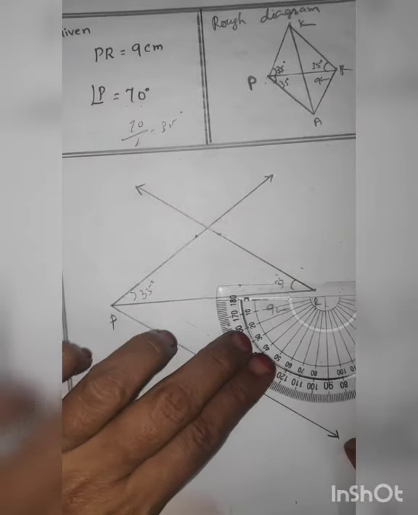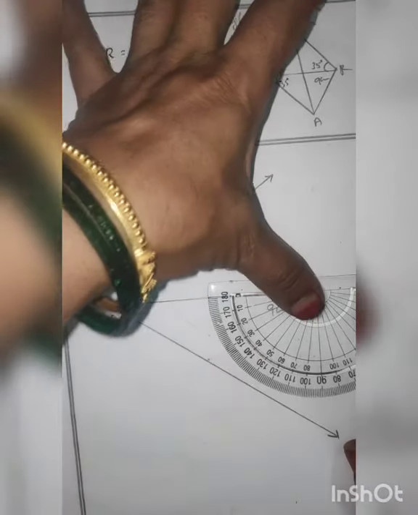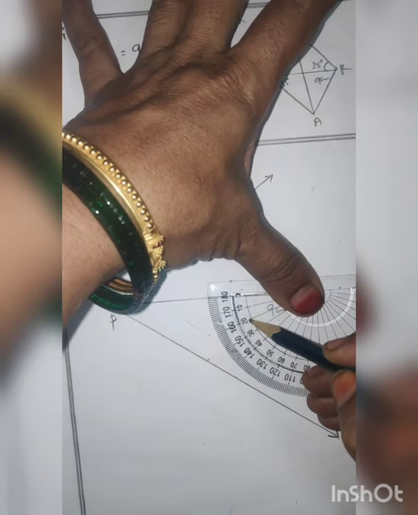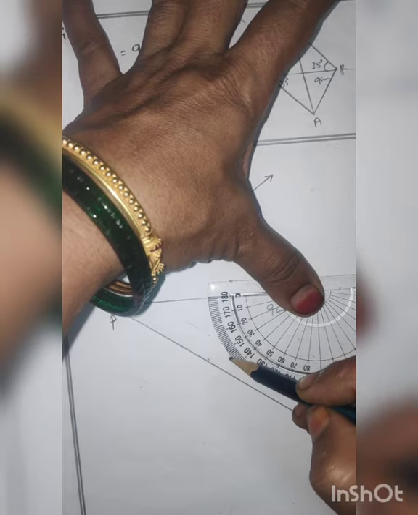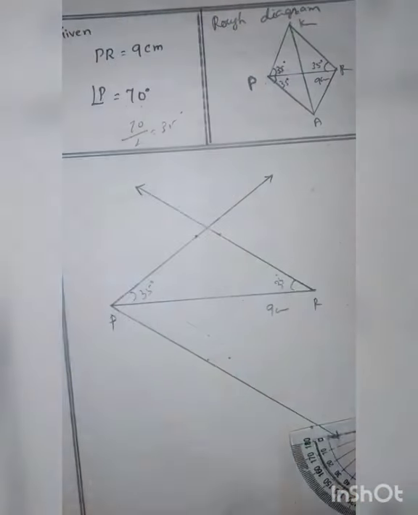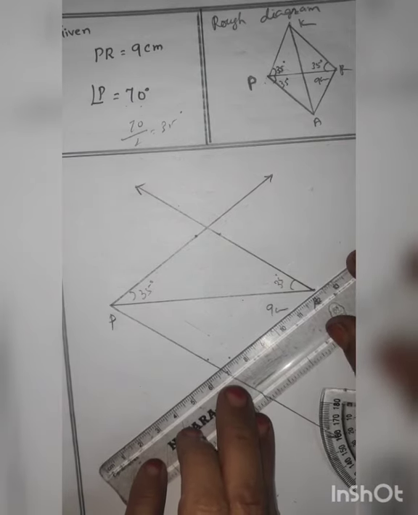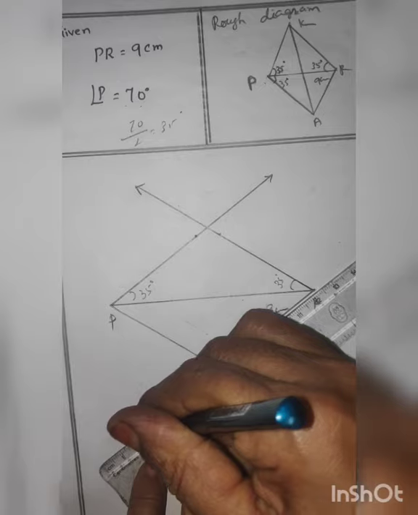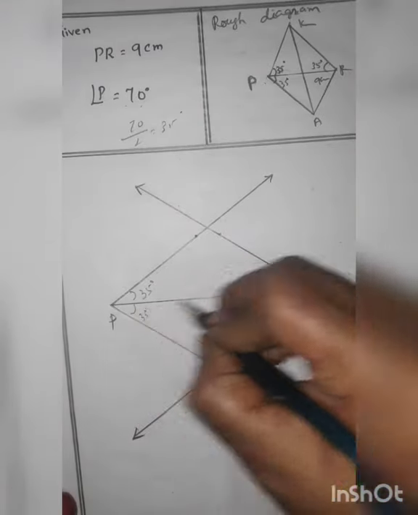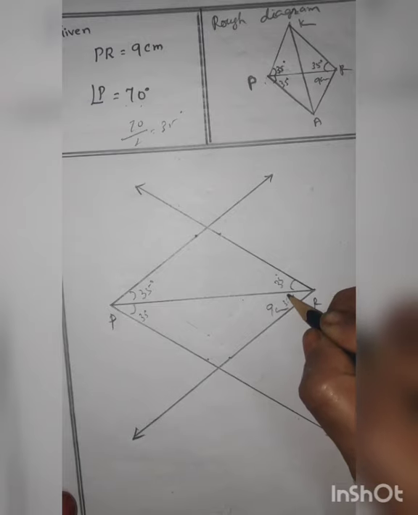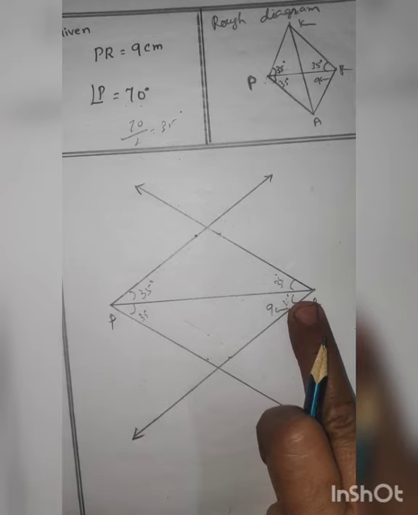At point R, keep the protractor. Now measure 35 degrees there: 0, 10, 20, 30, 31, 32, 33, 34, 35. Join this line. Join the two lines there too. Now here write 35 degrees, 35 degrees. Now the diagonal is a must. One diagonal is 9 centimeters, that is done.